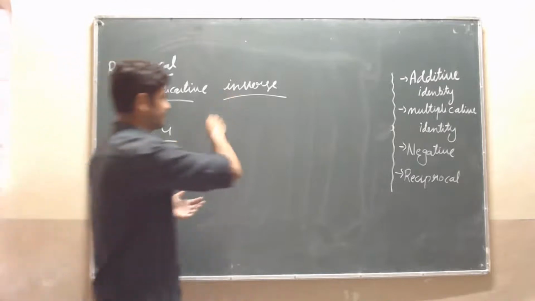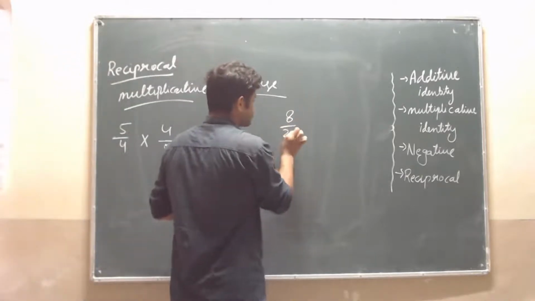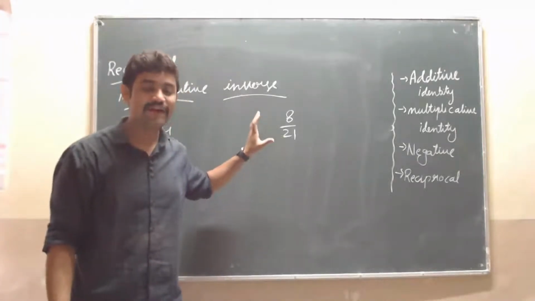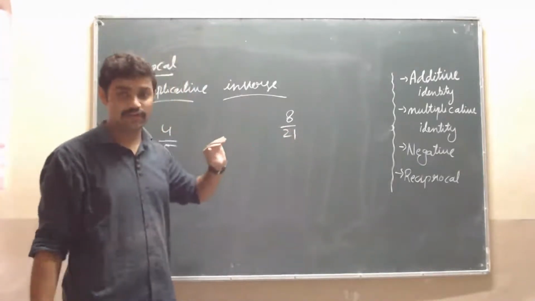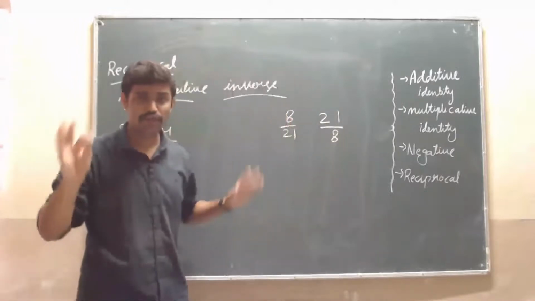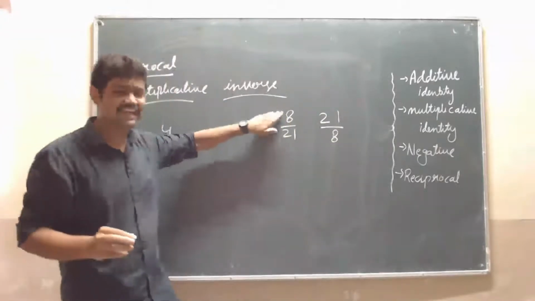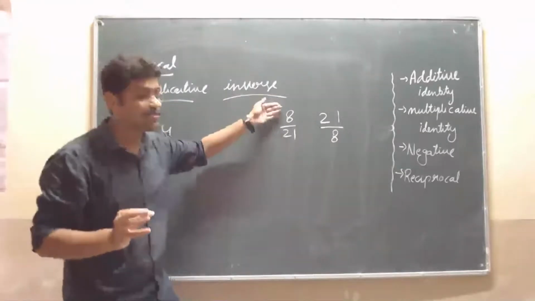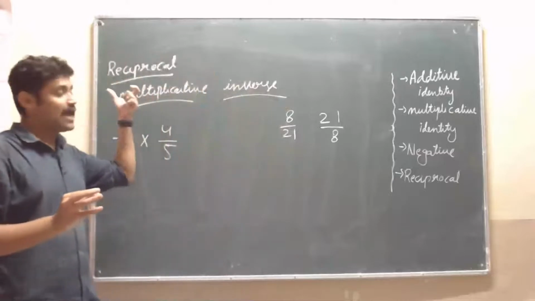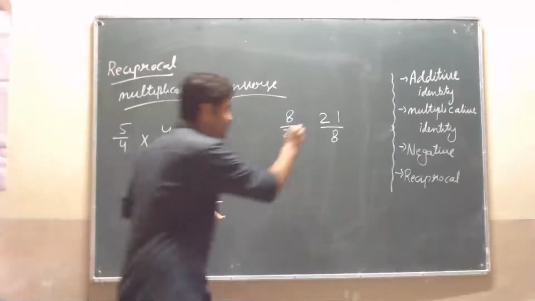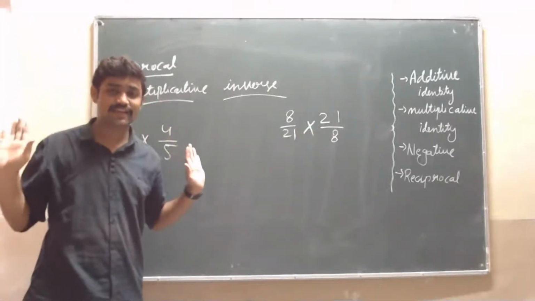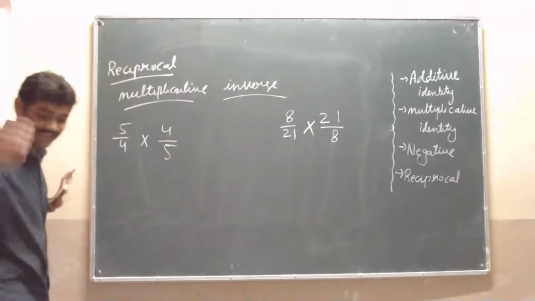One more example, take here. It is 8 by 21. This is an example of a rational number. What is the reciprocal of this 8 by 21? Simple, sir, that is 21 by 8. So simple. That is numerator to denominator and denominator to numerator. And here we know that it is a multiplicative operation, so we have to multiply. Then what will be the answer here? Let's check.